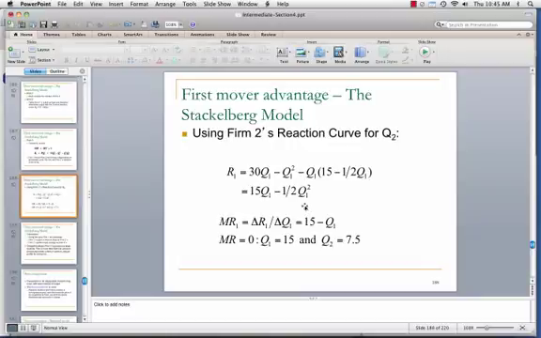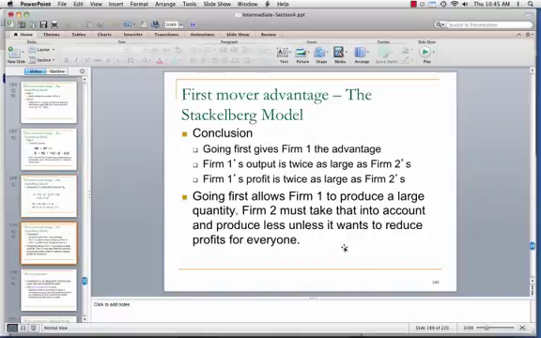Now we see that firm 1 is going to produce 15, but now we need to substitute that 15 in for Q1 into firm 2's reaction function. What we find is that firm 2 will only produce 7.5. Interesting, right? Because in the Stackelberg model, the first firm actually gains an advantage. Firm 1 is going to produce twice as much as firm 2. Its profit is going to be twice as large, and it gets that because it gets to make the first decision.